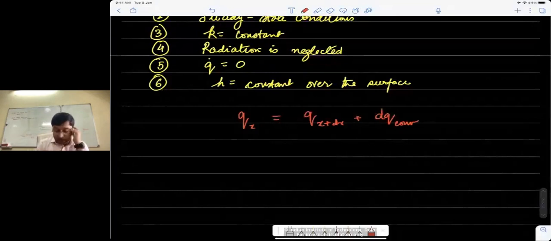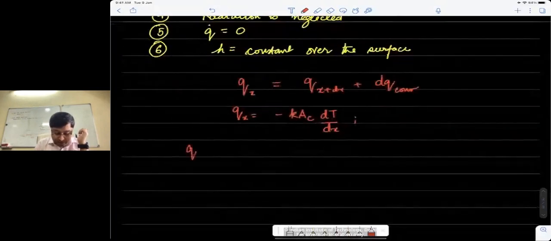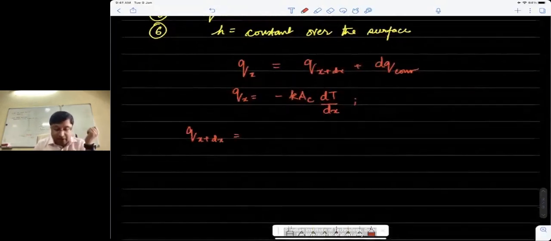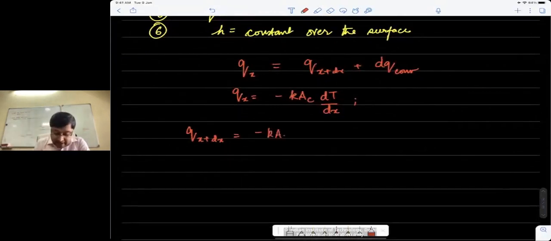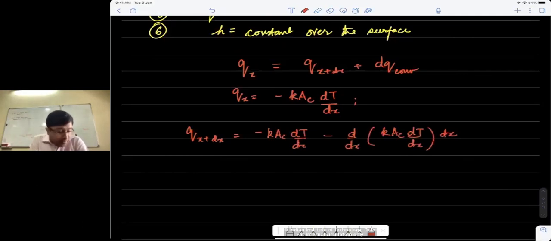Now what is qx? qx could be written using Fourier's law. This is minus k Ac dT/dx, and so qx plus dx can be written in the form of a Taylor series again. So that would be qx plus dqx/dx into dx. So I can write this as minus k Ac dT/dx minus d/dx of (k Ac dT/dx) dx. Now that is qx plus dx.